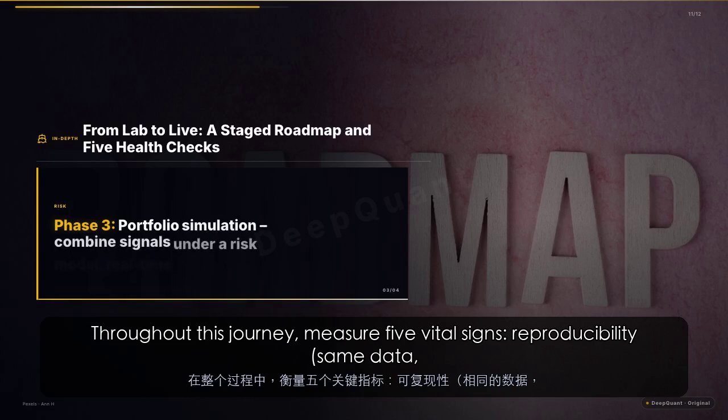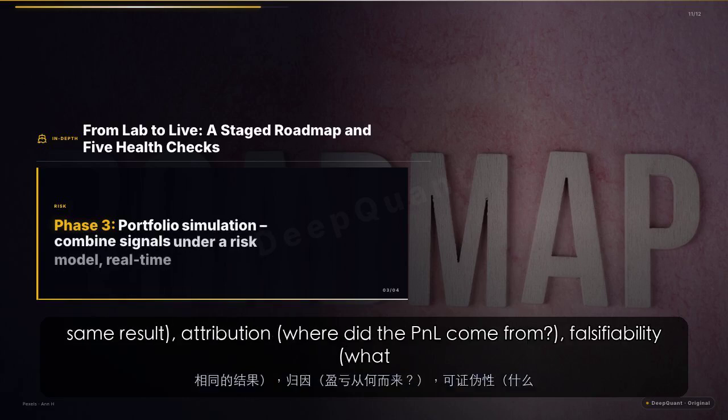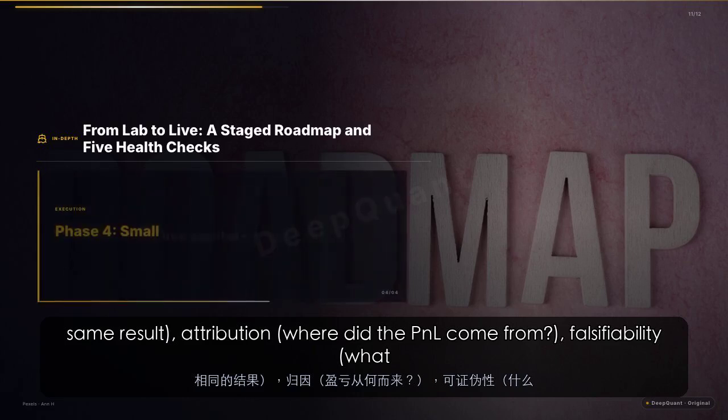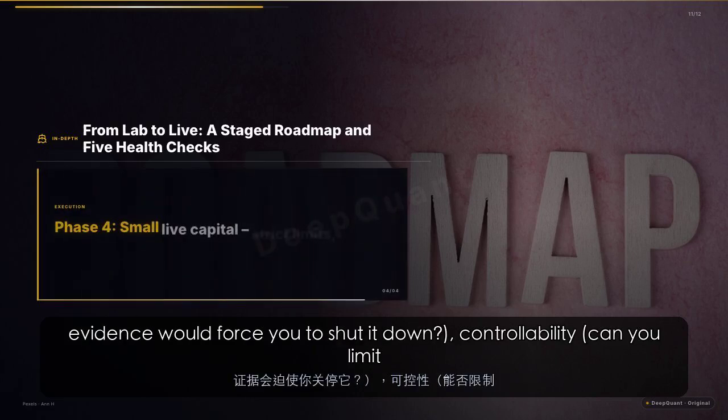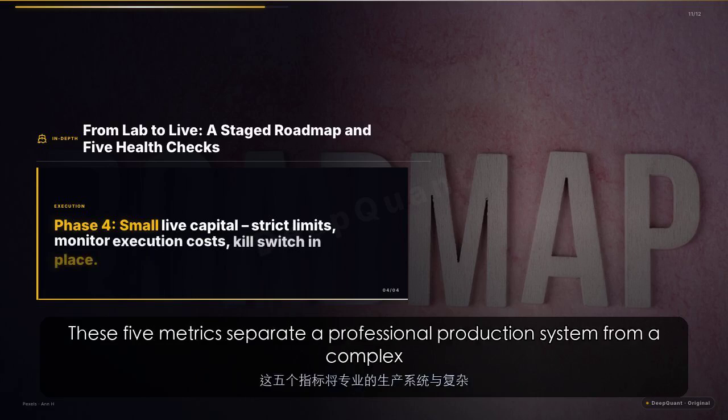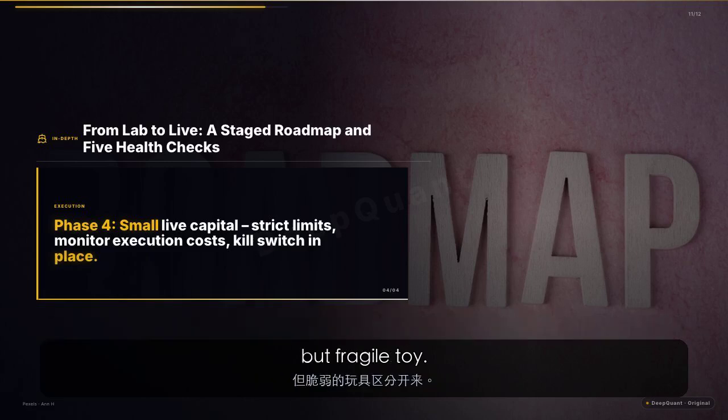Throughout this journey, measure 5 vital signs: reproducibility, same data, same result; attribution, where did the P&L come from; falsifiability, what evidence would force you to shut it down; controllability, can you limit loss and restore state; and maintainability, can you safely upgrade? These 5 metrics separate a professional production system from a complex but fragile toy.